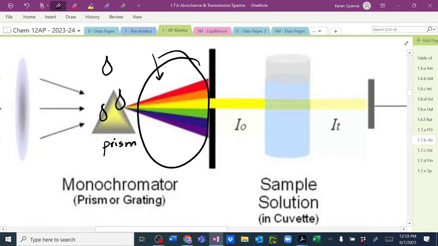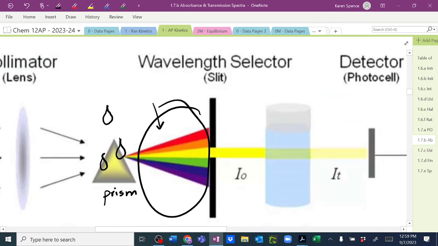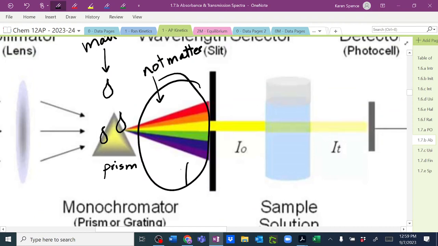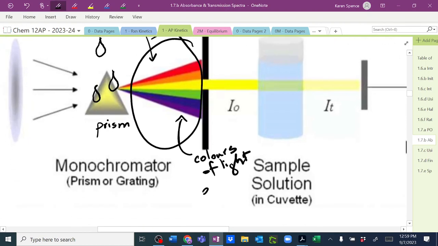So is the rainbow matter or is it not matter? It's actually not matter because it is just the light that has been split into the different colors. The water drops, those would be matter. But the light, the colors of light are energy. Does that make some kind of sense? Yeah? Okay, cool.